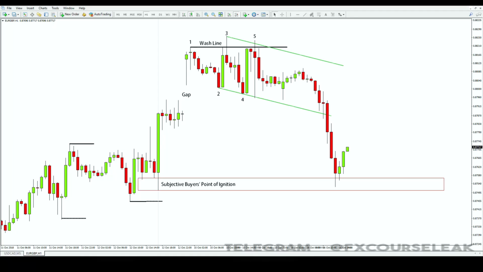Here we can see that price reached our target, rendering our trade as a victory. Notice also how the red rectangle is now creating a bump in price after a significant drop just to confirm the notion of the subjective buyer's point of ignition.